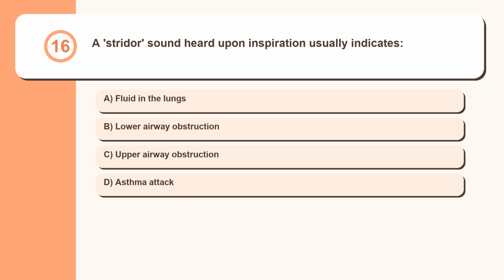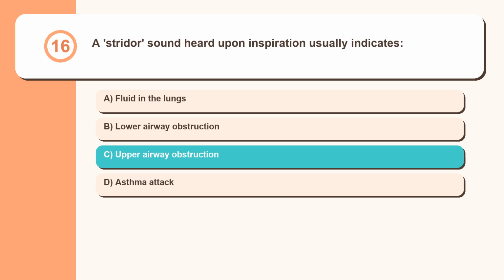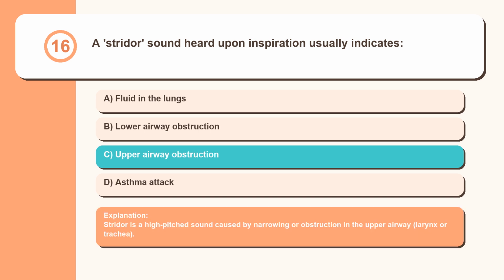Question 16. A stridor sound heard upon inspiration usually indicates fluid in the lungs, lower airway obstruction, upper airway obstruction, asthma attack. Stridor is a high-pitched sound caused by narrowing or obstruction in the upper airway, larynx or trachea.